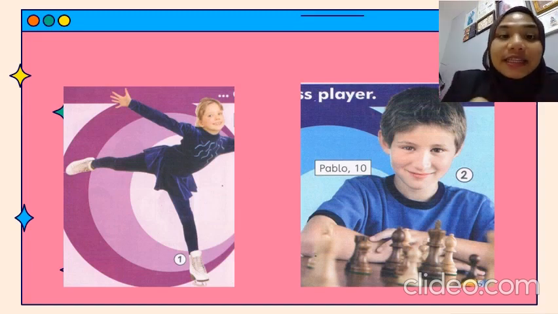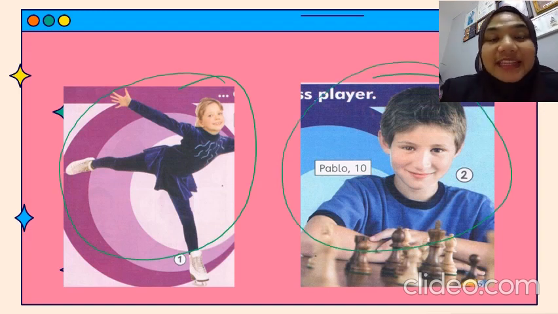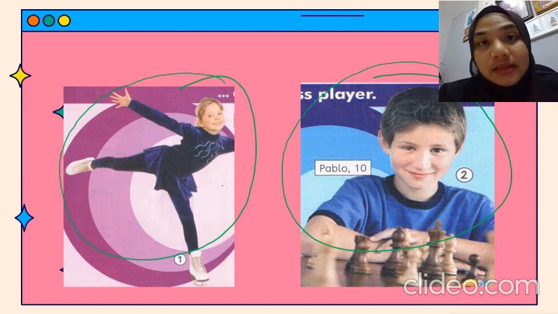Alright, in this part, you are going to learn about the daily routines of Megan and Pablo. Here in the left picture is Megan, and she is a figure skater. Meanwhile, in the right picture is Pablo, and he is a chess player. After this, you are going to listen to and read about the daily routines of both Megan and Pablo. And then, you are going to answer some comprehension questions based on their daily routines. So, are you ready? Let's listen to their daily routines.